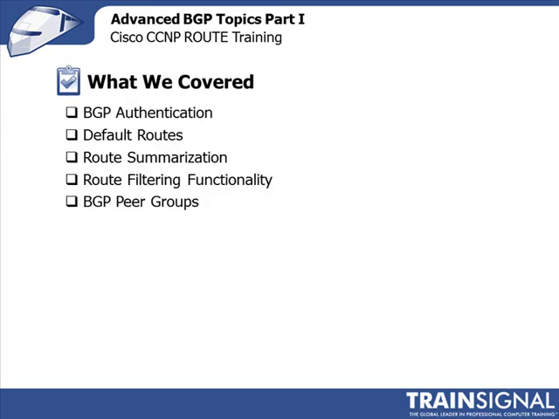So what did we go over? We covered BGP authentication between neighbors, default routes, route summarization using the aggregate address command, which could include no summary to suppress addresses, more specific, route filtering functionality, and BGP peer groups. We have much more to cover in BGP in our next lesson, and we'll look forward to talking to you then.